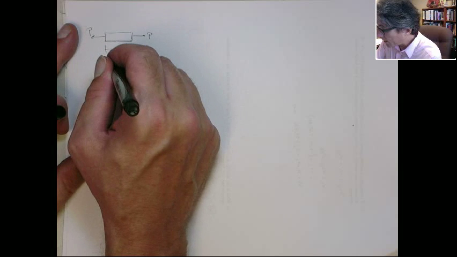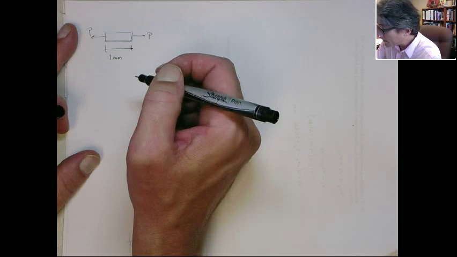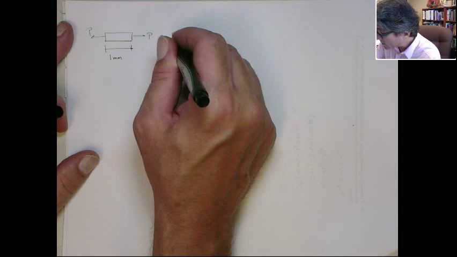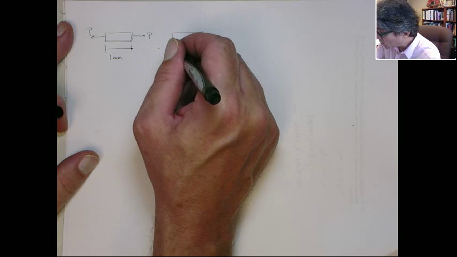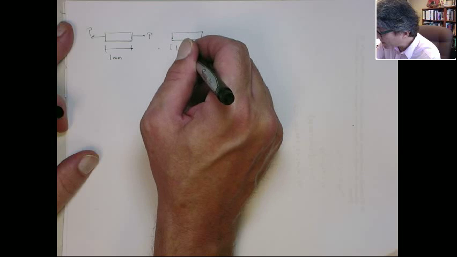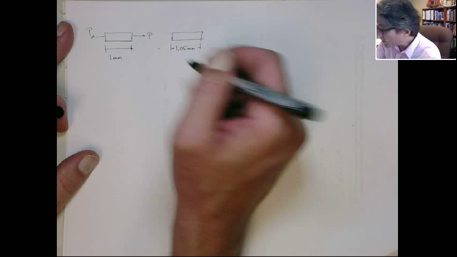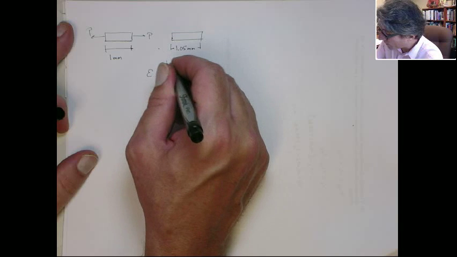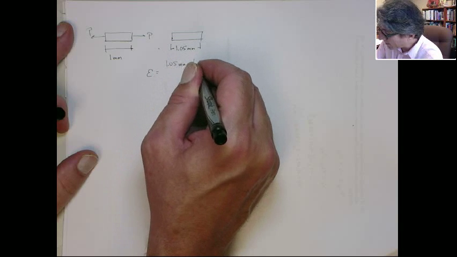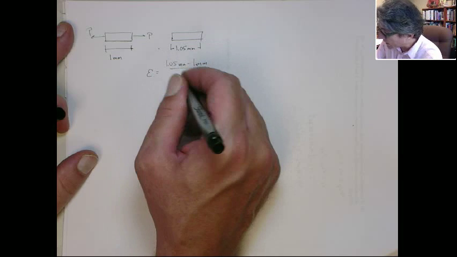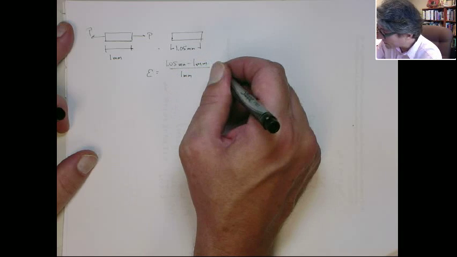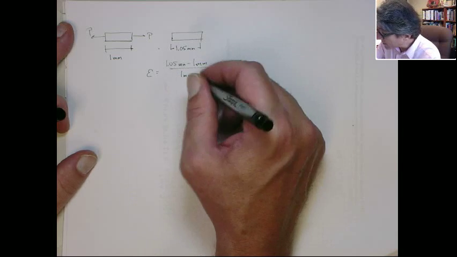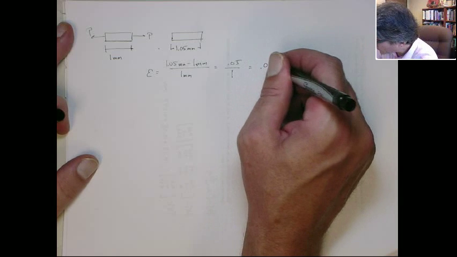It has some length of 1 millimeter. And then after the load is applied, this stretches to 1.05 millimeters, let's say. We can get the normal strain. It's the change in length, which is the 1.05 millimeters minus the 1 millimeter, over the original length, 1 millimeter. Which gives me 0.05 over 1. The millimeters cancel out, so we get 0.05.